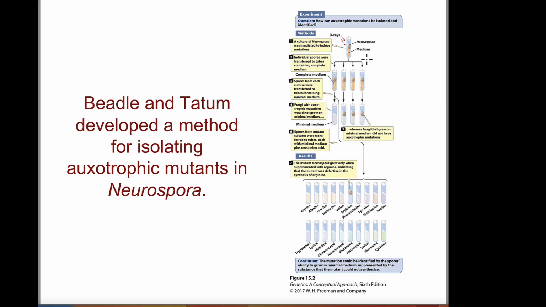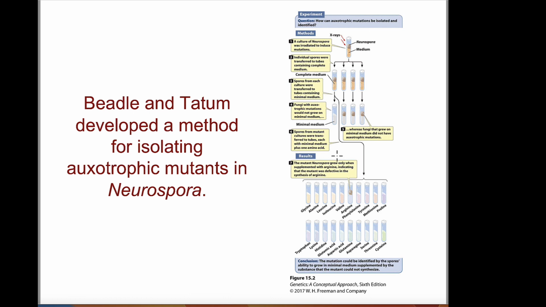These individual spores were then transferred to individual tubes containing complete media. We talked about the different types of media earlier in the semester, so this should be a review for you. Those spores were then cultured and transferred to tubes containing minimal media. The fungi with the auxotrophic mutations did not grow on minimal media, as you see here. Growth is indicated by the brown-like substance you see here. However, there were some that did grow.